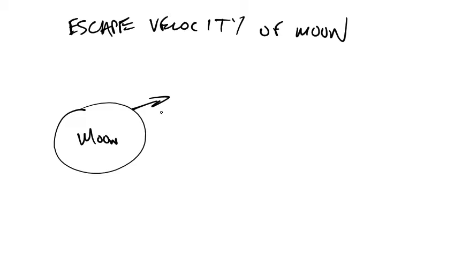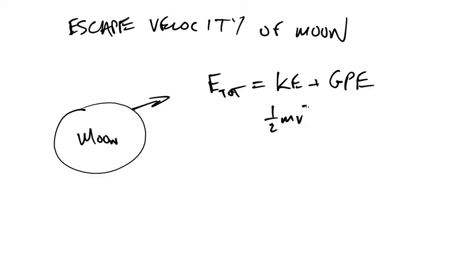The way we're going to do that is we have to say, all right, what is our total energy? Our total energy is going to equal our kinetic energy plus our gravitational potential energy. So, first of all, kinetic energy, this is pretty easy. It's just 1/2 mv squared. Our gravitational potential energy is negative GMm over r.